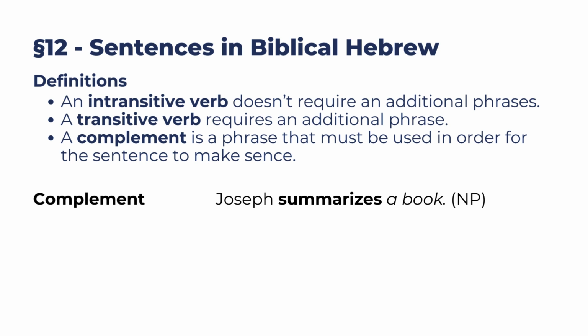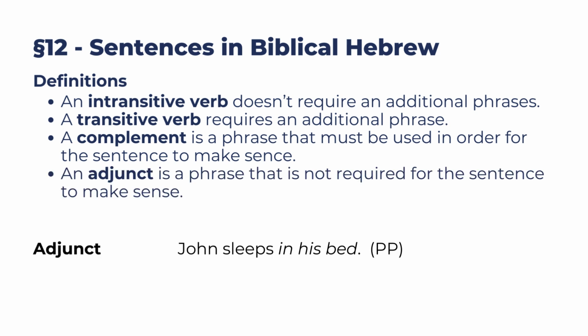For example, we need to know what Joseph summarizes to have a complete picture of the thought. He summarizes a book. On the other hand, an adjunct is a phrase that is not required for the sentence to make sense. For example, we do not need to know where John sleeps for us to understand that John does indeed sleep.